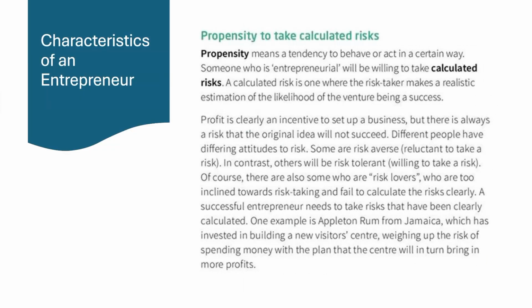Propensity to take calculated risks. What do we mean by propensity? It means a tendency to behave or act in a certain way. So that person who is an entrepreneur should have the ability to take calculated risks, right? So you don't just take any risk. You ensure that you say, okay, there's a 50% chance that this is going to go here or there, and then you take the most appropriate risk.